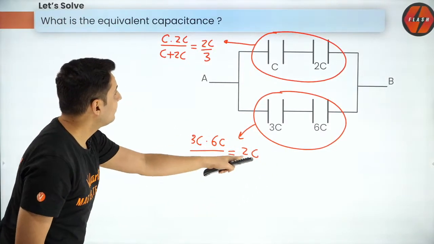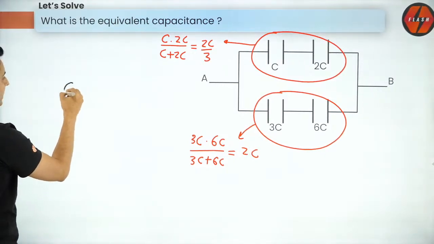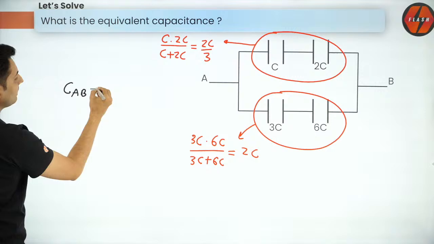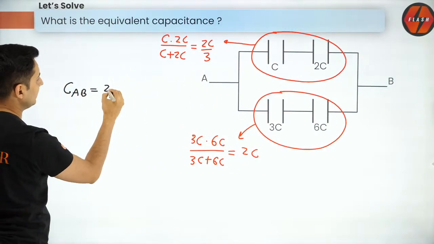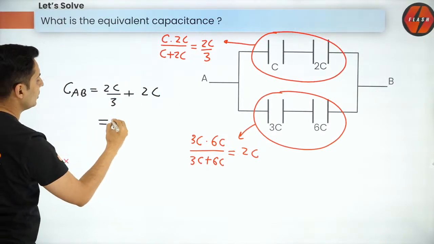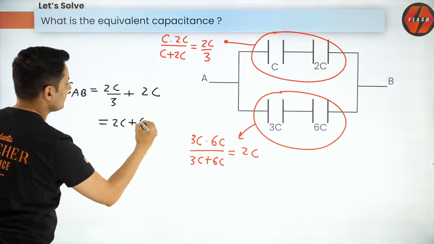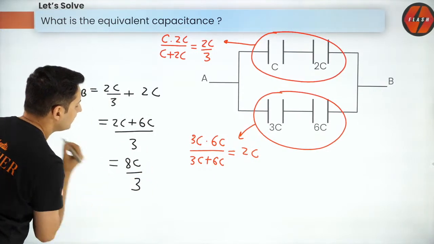Now 2C by 3 and 2C are in parallel, so the equivalent combination AB will be, because they are in parallel, just add them. Remember, it's a capacitor, so 2C by 3 plus 2C, and that is going to give you 2C plus 6C by 3, which is nothing but 8C by 3. That's the answer.